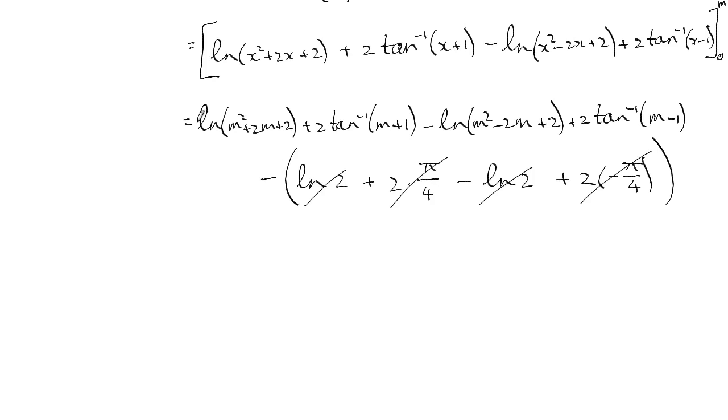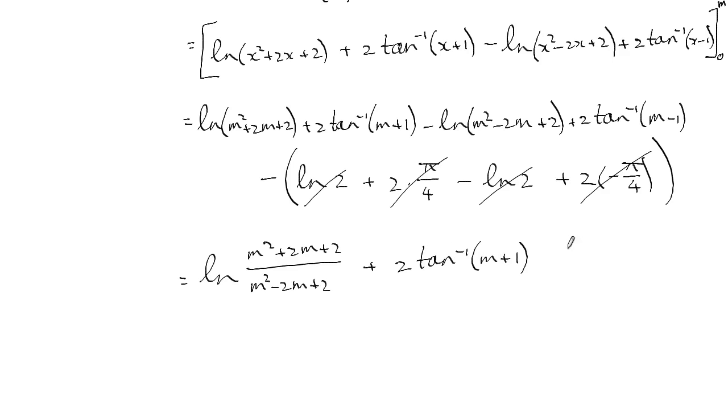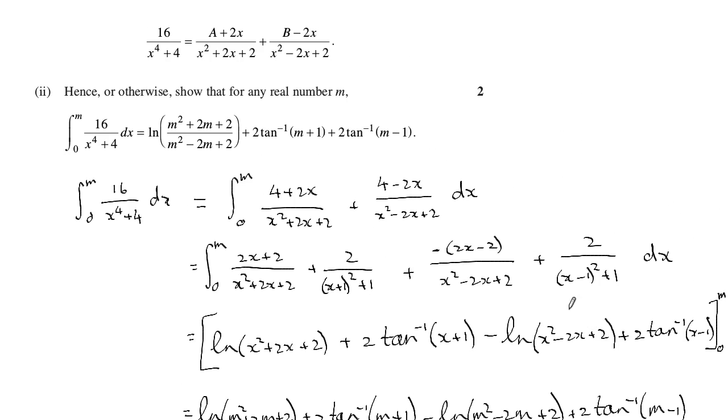And let's simplify that minus that one. We can use the log laws to make that ln of m squared plus 2m plus 2 over m squared minus 2m plus 2. And that's it. So this one, if you get stuck, you can always just work backwards from the end result.